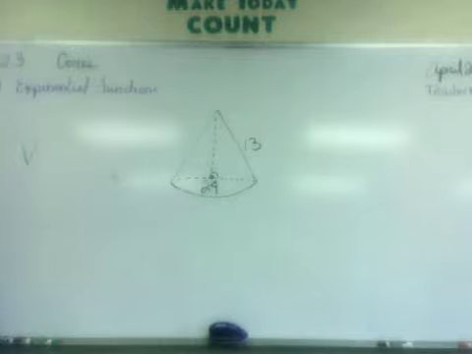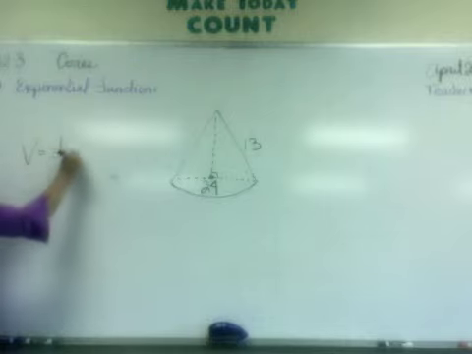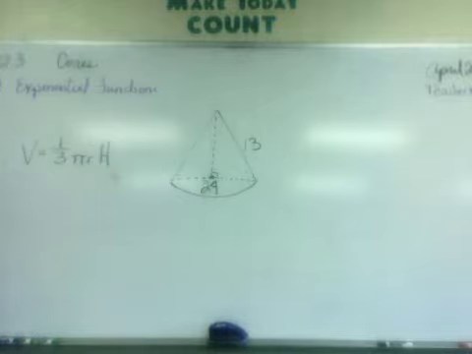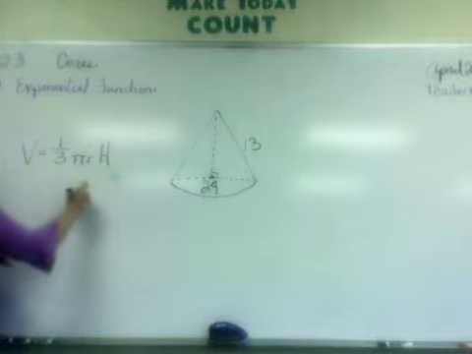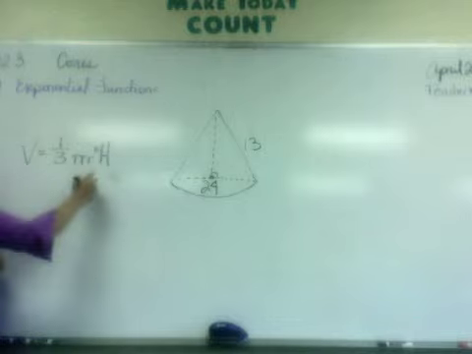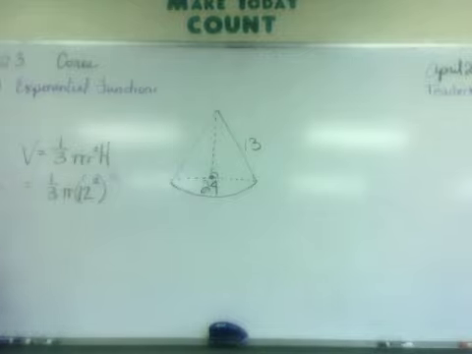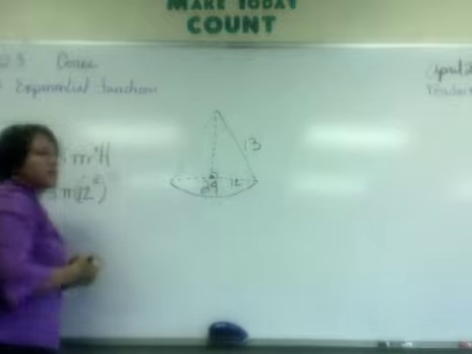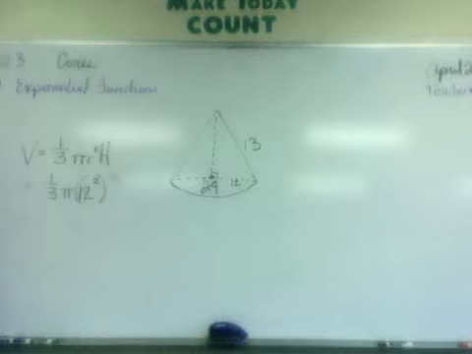Okay, so start with your formula. What's the volume of a cone? 1/3 pi r squared h. So what's half of 24? 12. We need to know the radius. We know the radius is 12, right? And your height is 13. Your height is not 13, that's your slant height.